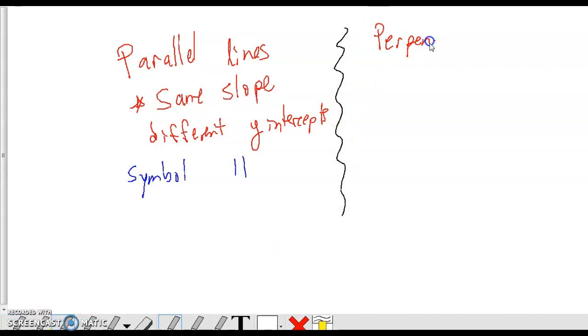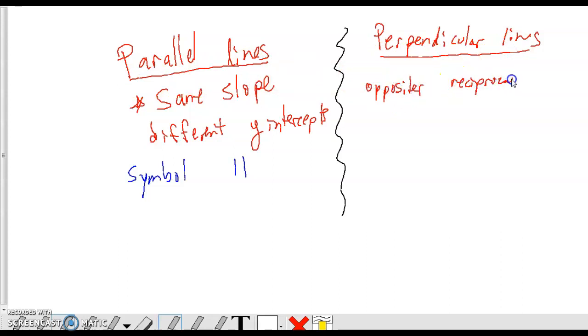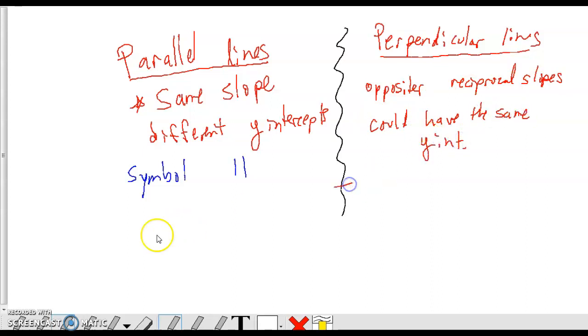Perpendicular lines, I'm going to underline that, have opposite reciprocal slopes. And then they could have the same y-intercept, not that they need to. This one has to have a different y-intercept. This one could have the same y-intercept. And our symbol is an upside down looking T. Again, it's the x-axis and your y-axis coming together.